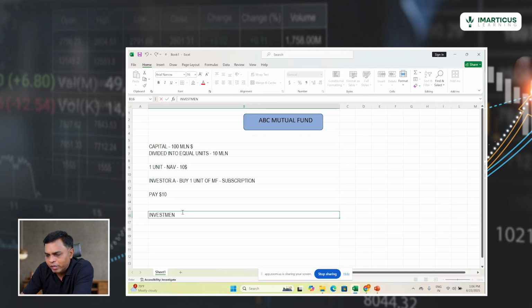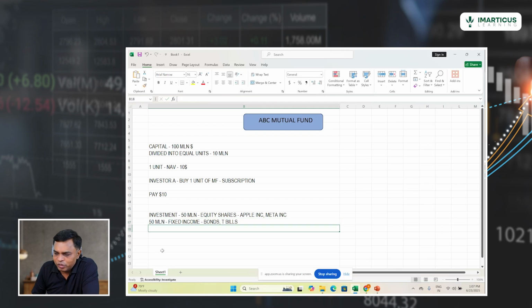So, let's see how the investments will work. Out of this 100 million, let's assume that 50 million they are investing in equity shares of different companies. Let's say for example, they invest in Apple Inc. equity, they invest in Meta Inc. Like that, in different types of companies, about 50% of the money is invested in equity shares. The remaining 50 million is invested in fixed income instruments, for example, bonds and treasury bills.